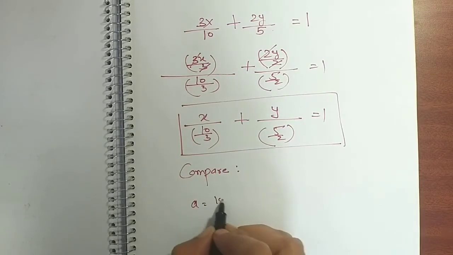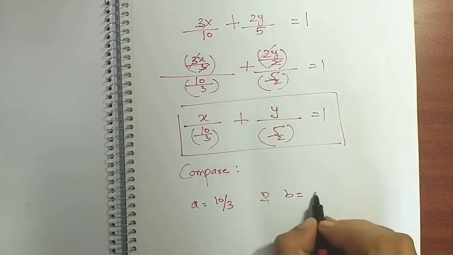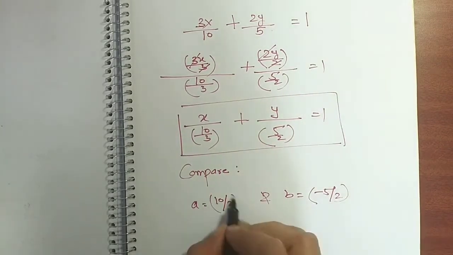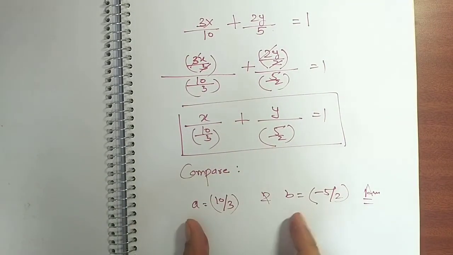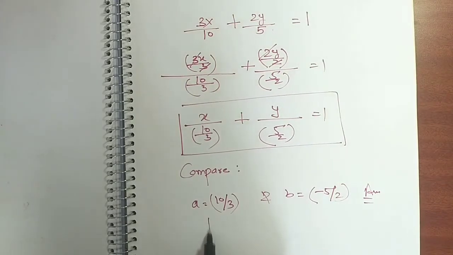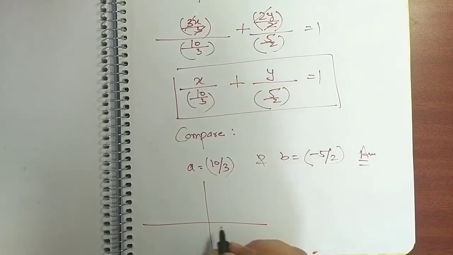I will get a is equal to 10 by 3 and b is equal to minus 5 by 2. So this is my answer. I got the intercept form and the values of a and b. What does a mean? a means where the line is cutting the x-axis.